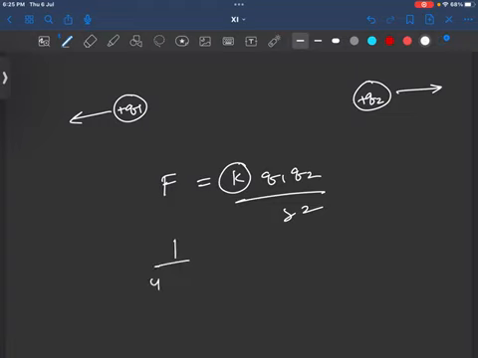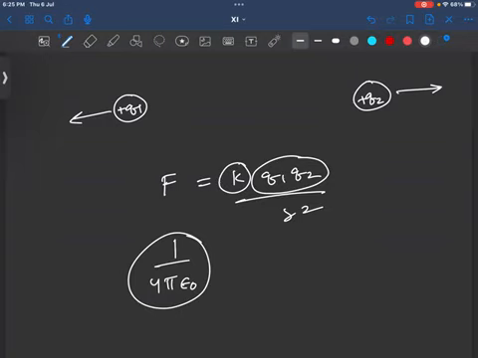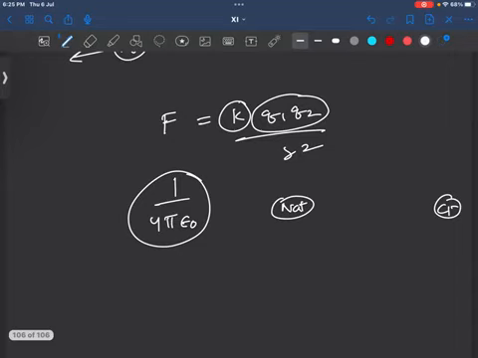It is 1 by 4 pi epsilon naught, you will learn that in physics. Q1 and Q2 are the product of two charges, and r square is the distance between them. Whenever there are charged species, like Na plus and Cl minus, there will be attraction, opposite charges. So the force involved here is known as Coulombic force, and the energy involved is known as Coulombic energy. Because charged species are there. Okay, continue.